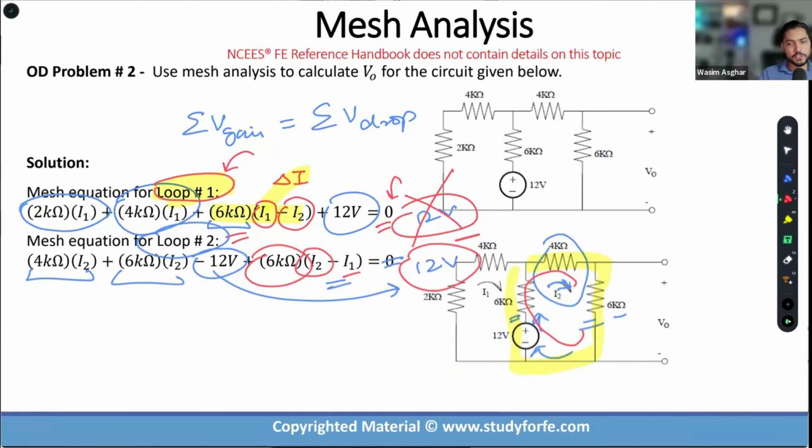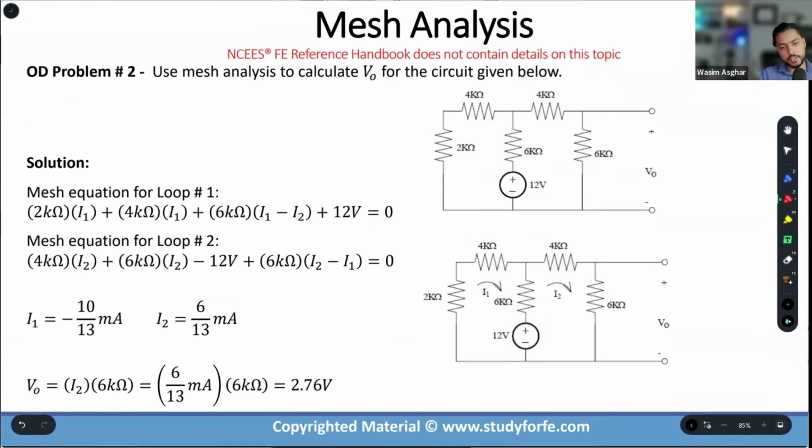How many equations do we have? Two equations. How many unknowns do we have? Two unknowns. Can we solve it? Very easy, very simple. Two equations, two unknowns, and we can go about solving it.